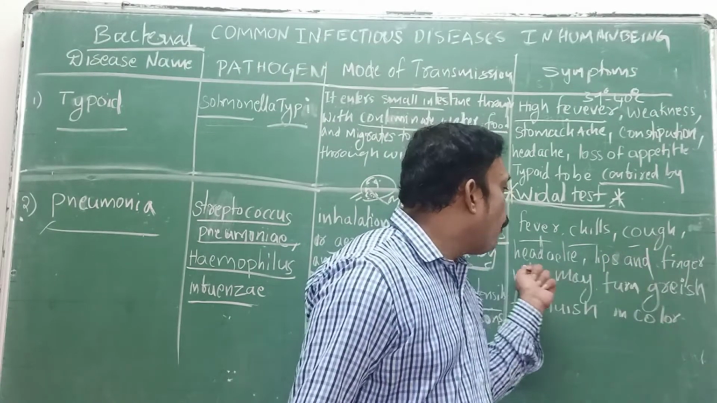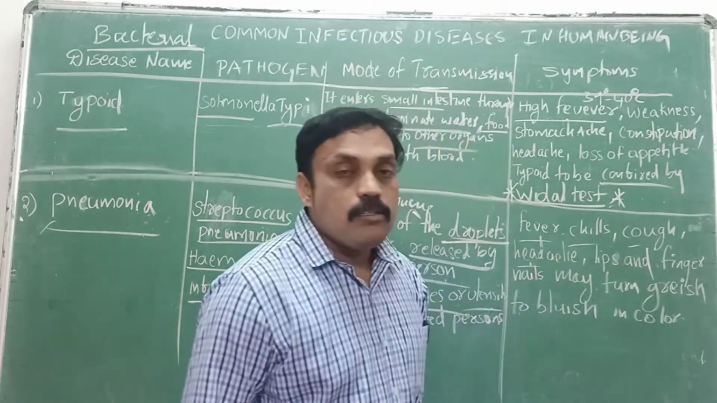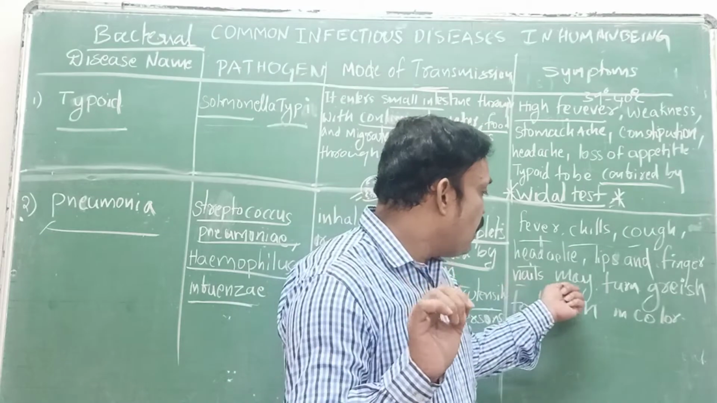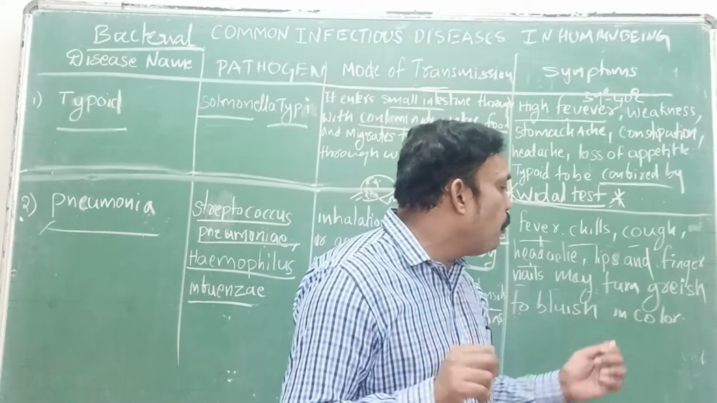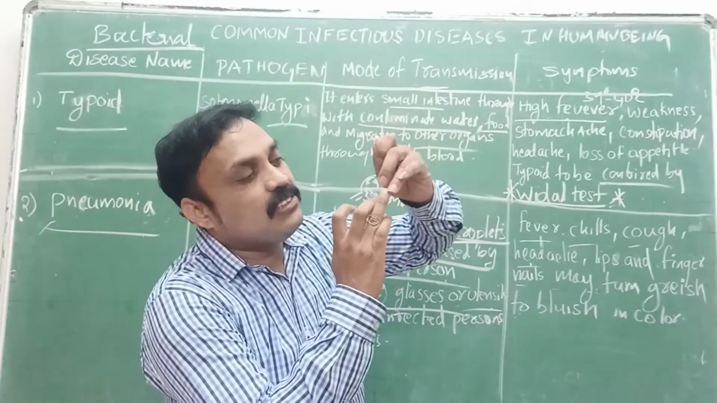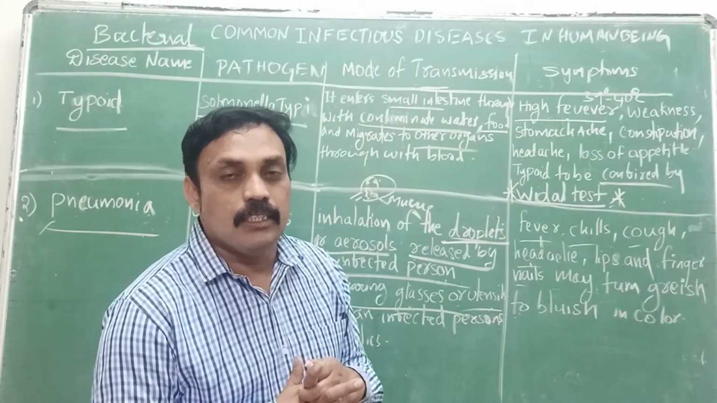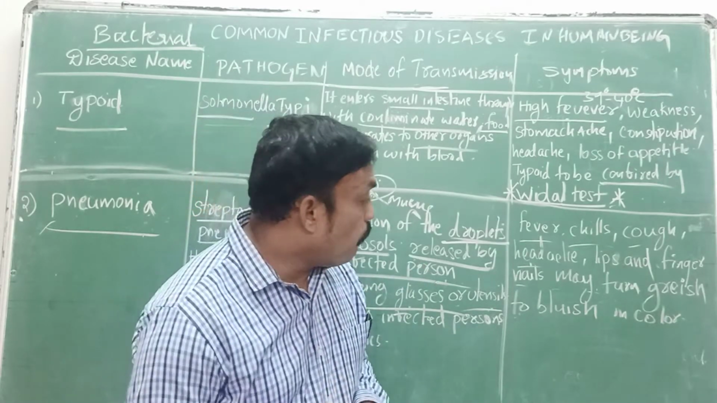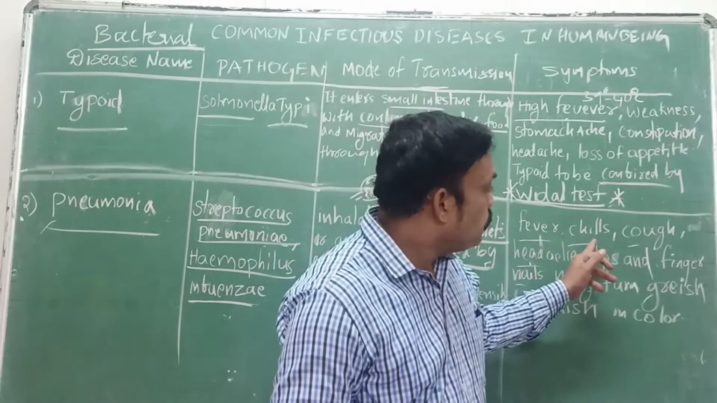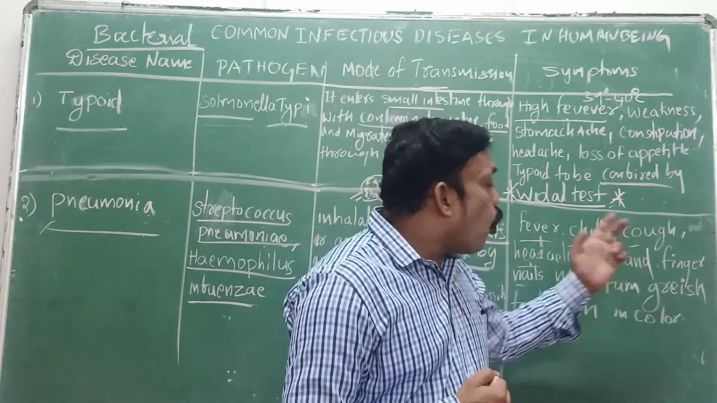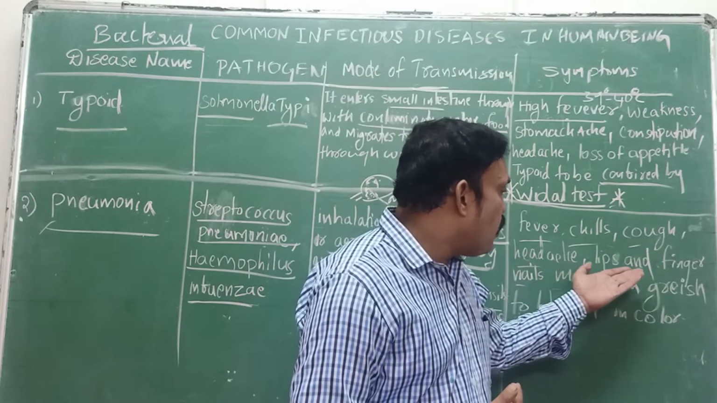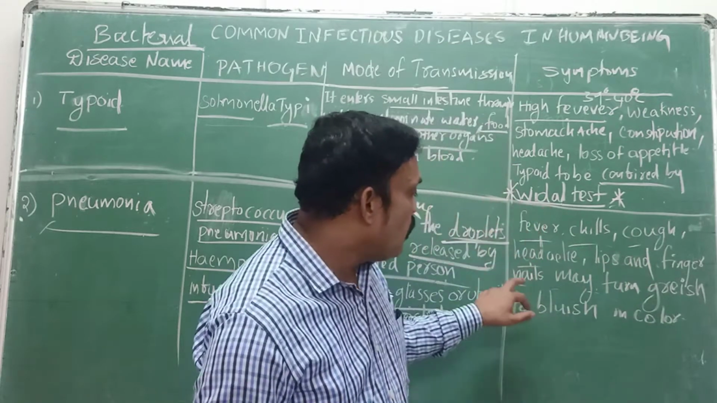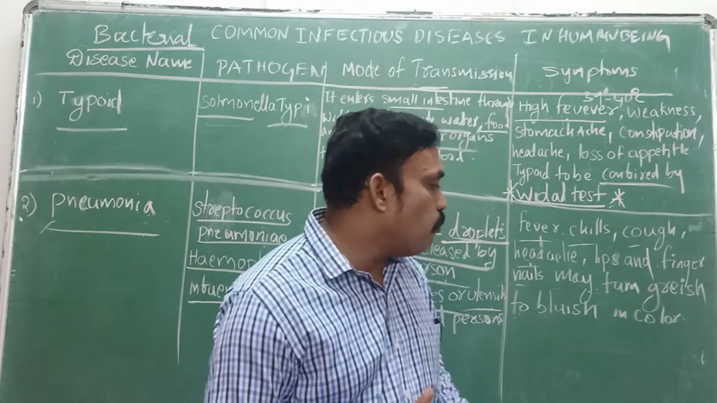Fever, chills, cough, headache. And in some other persons, the lips and fingernails may turn grayish or bluish in color. The nails also turn grayish or bluish several times in several persons, not in all. But the main symptoms are fever, chills, cold, cough, and headache, and several persons also show some more symptoms: their lips and fingernails may turn grayish or bluish in color.